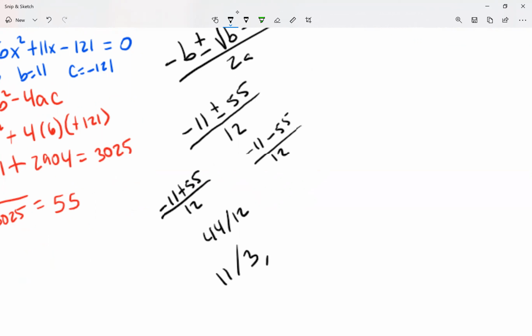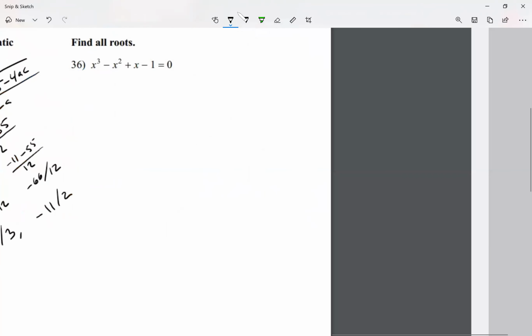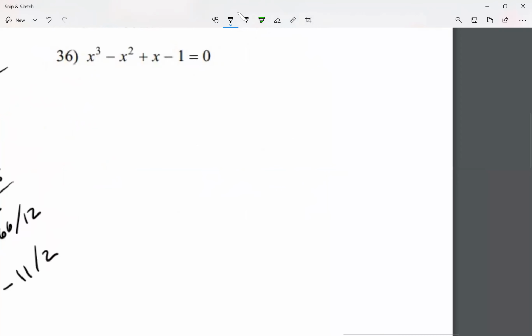Okay. My second solution. Negative 11 minus 55 is negative 66 over 12. Let me simplify my fraction. Let me divide each by 6. So I'm going to have negative 11 over 2. Not bad.